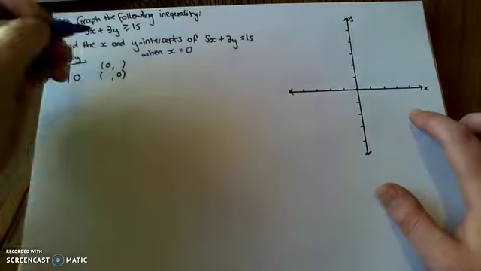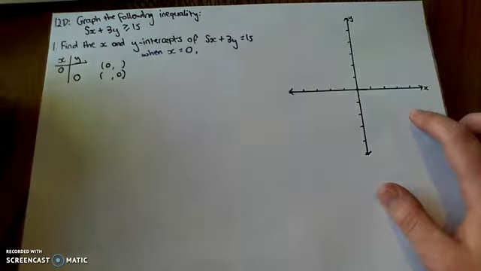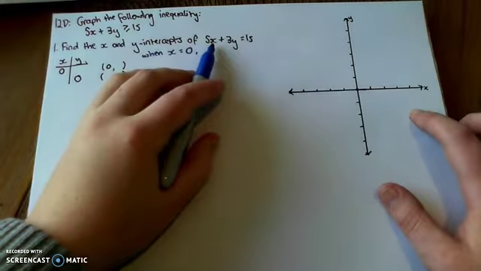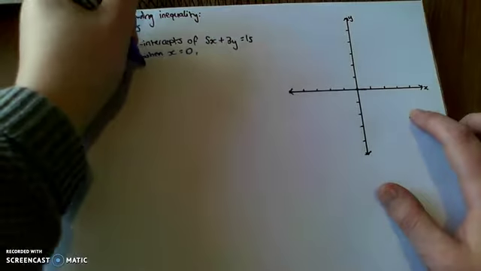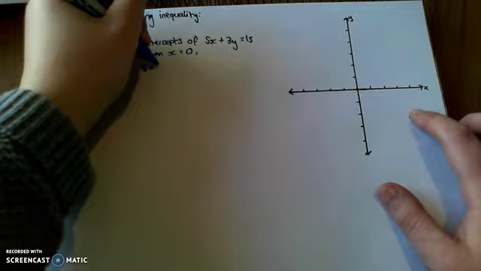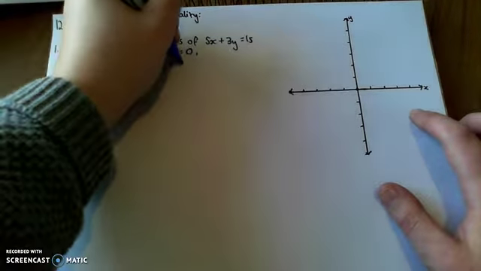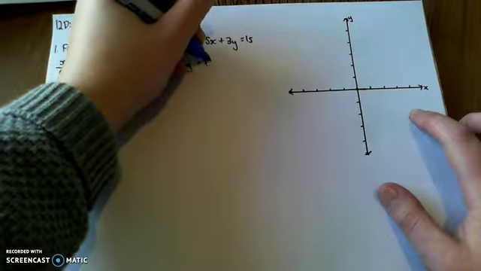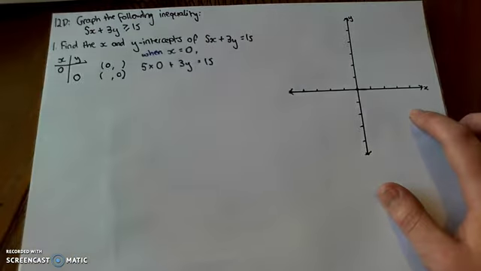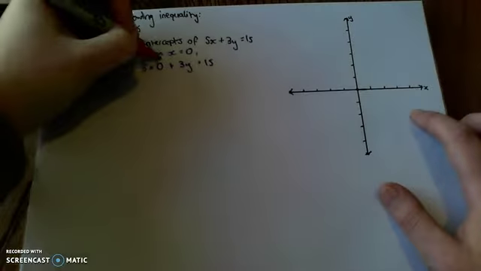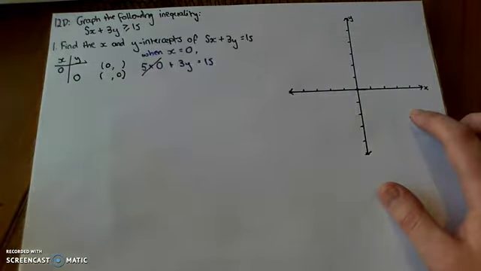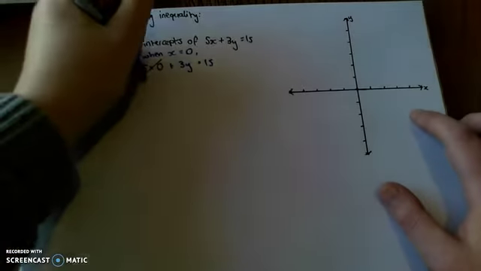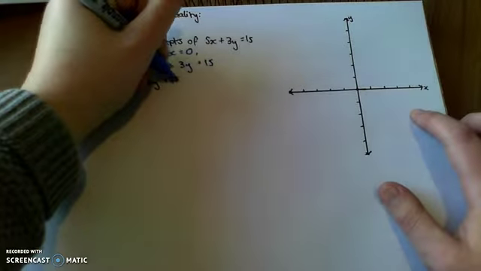So when x is equal to 0, and we put that 0 into the equation in the place of x here, we would have 5 times 0 plus 3y being equal to 15. And we know that 5 times 0 is 0. So we can remove that from our equation. So we get left with 3y being equal to 15.